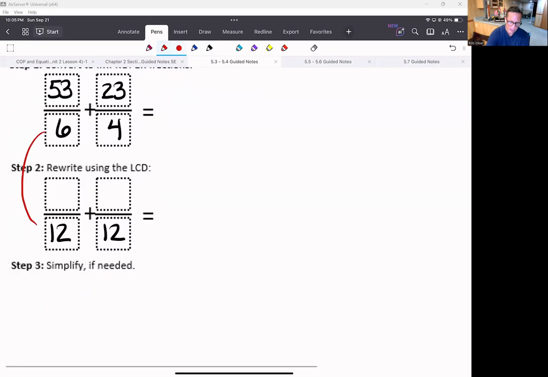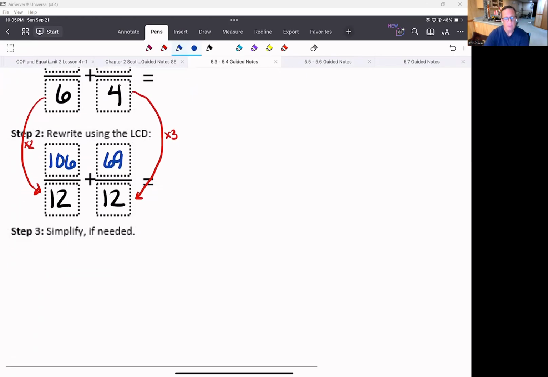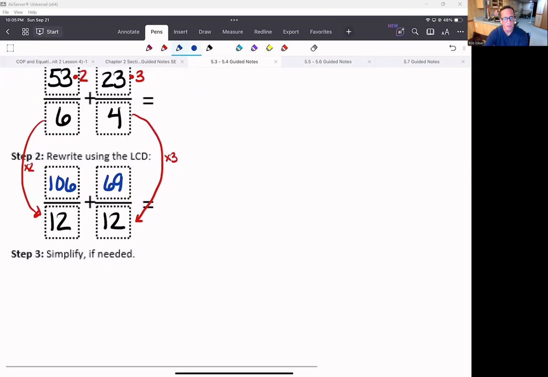Okay, so now let's go through this. 6 times 2 is 12, right? So you're going to do 53 times 2. 53 times 2 is 106. So I'm going to put 106 there. And we're going to figure out, okay, 4 times 3 is 12, so we're going to do 23 times 3, which is 69. All right, so now we can go through and add them up. 106 plus 69 is what, 175? So you got 175 over 12.